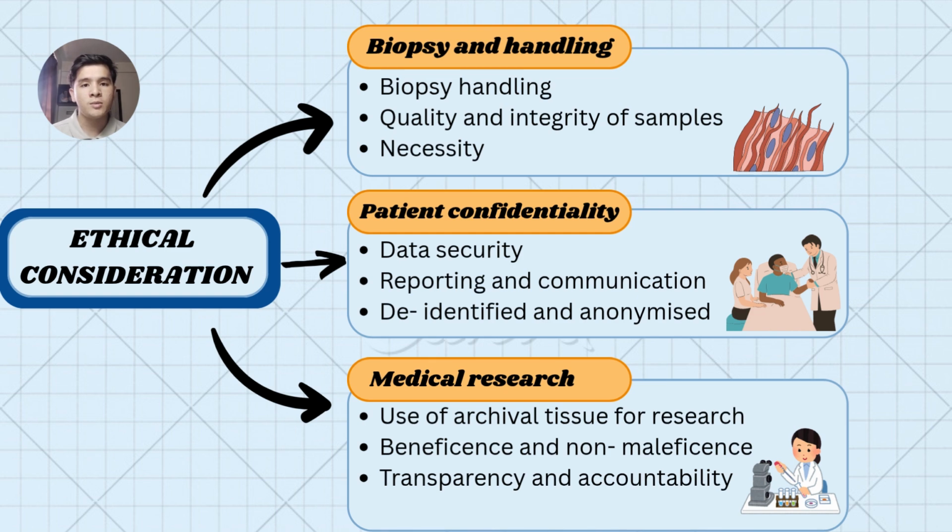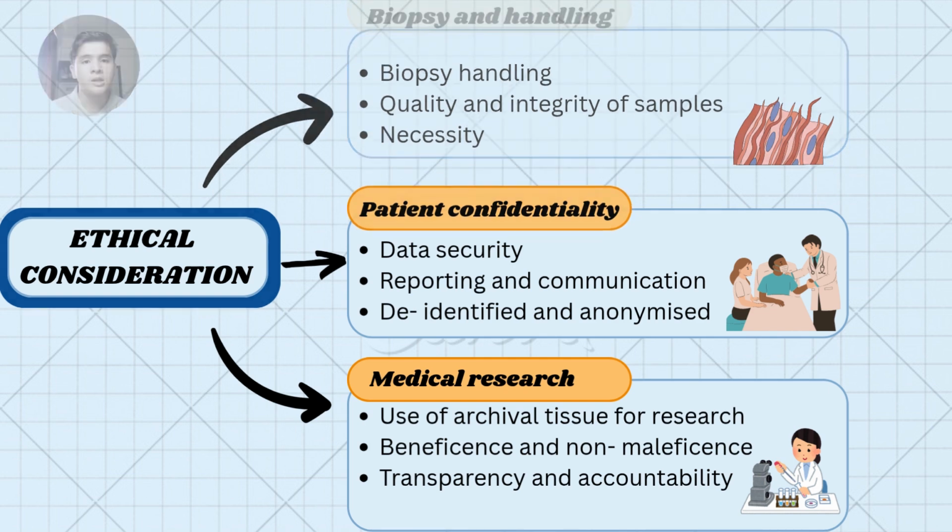The last ethical issue is medical research on appendicitis. This includes the use of archival tissue for research. Using existing appendectomy specimens for studies on appendicitis can be ethically sound if proper informed consent was initially obtained. Next, beneficence and non-maleficence in research design. Research on appendicitis histopathology should be designed to maximize the scientific benefit and minimize any potential risk to patients whose samples are used. Lastly, transparency and accountability. Researchers and institutions must be transparent about their research objectives and methods, including adhering to ethical guidelines.